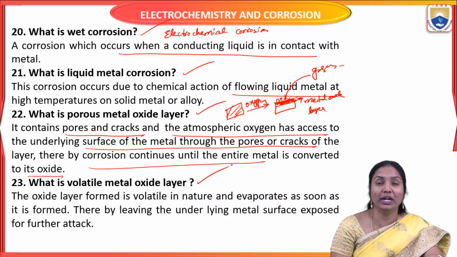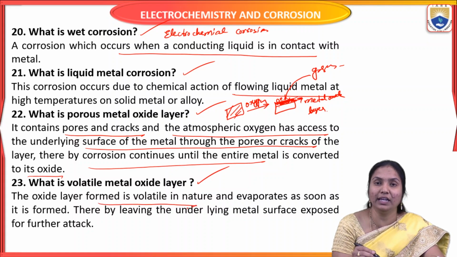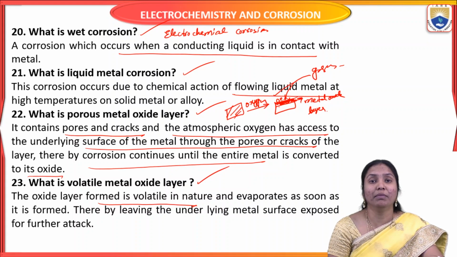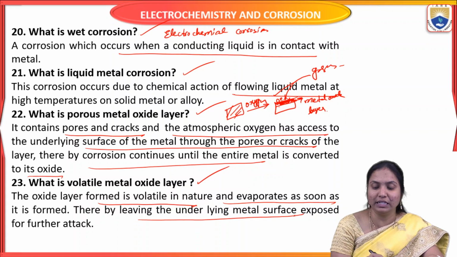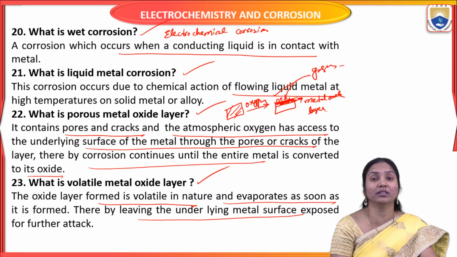So what is a volatile metal oxide layer? Here, the oxide layer formed is volatile in nature. When the metal interacts with oxygen, it forms a metal oxide layer, but this layer is volatile, so it evaporates as soon as it is formed, thereby leaving the underlying metal surface exposed to further attack. In this case also, the metal oxide layer is non-protective.